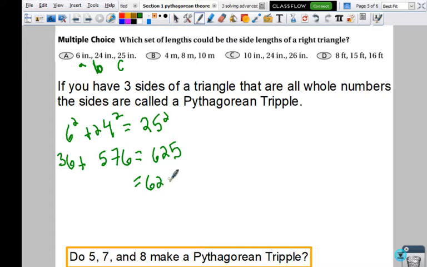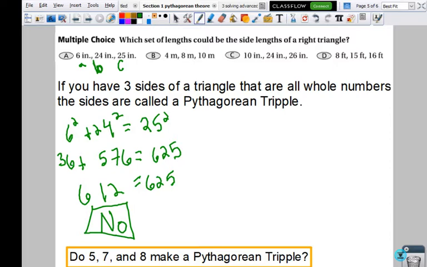That's not gonna work. Let's see. What's 36 plus 576? I don't know it off the top of my head. What's 576 plus 30? Hold on. Just let me do it. That's 106 plus 6. 612. Yep, 612. 612 doesn't equal 625, right? So this is not a Pythagorean triple. So my final answer on this one is just no.